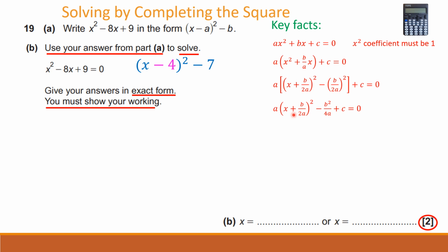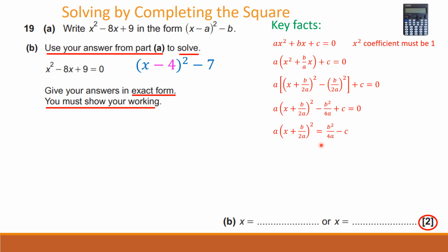From here, I need to solve to find the value of x. So I'm going to add b squared over 4a to both sides, and I'm going to subtract c from both sides to get rid of these two terms here. From here, I now need to divide both terms by a to get rid of this a at the front here, because this is times by a, so I'm going to divide by a.